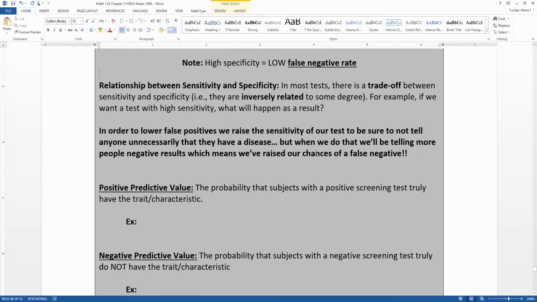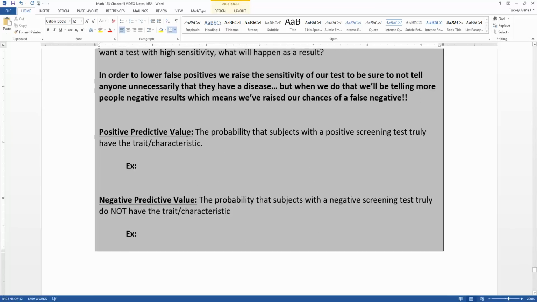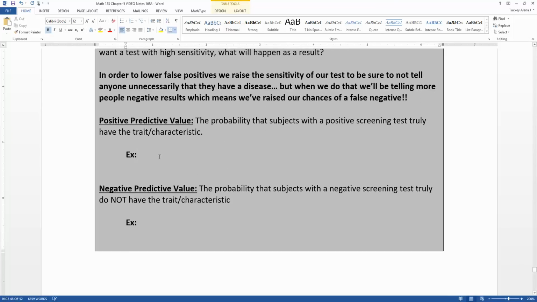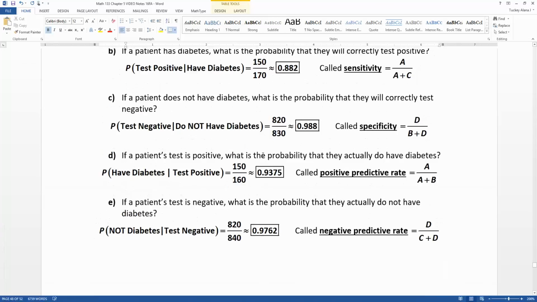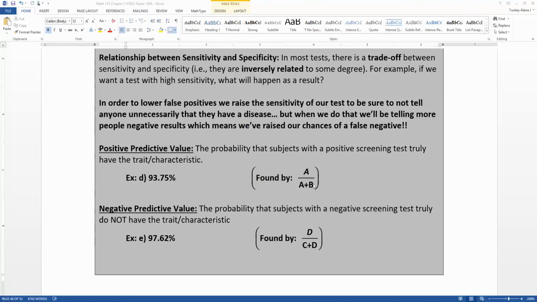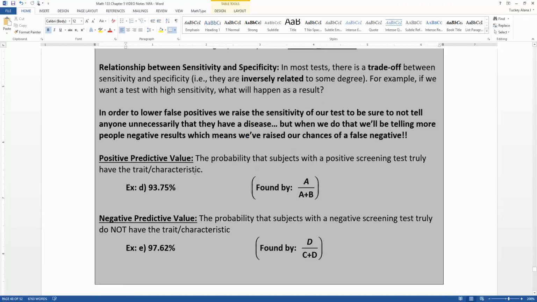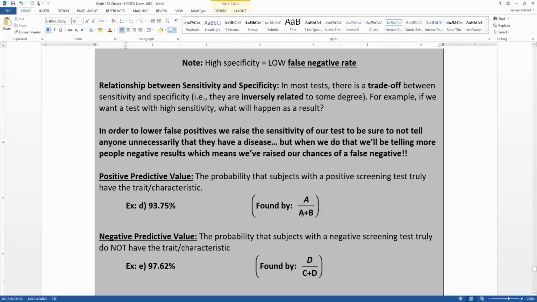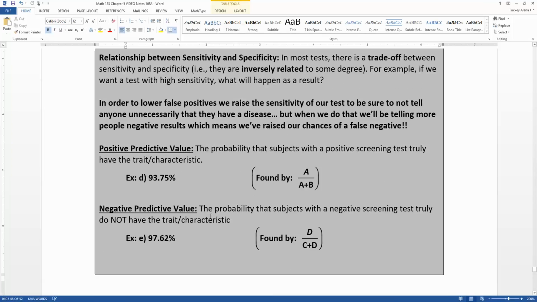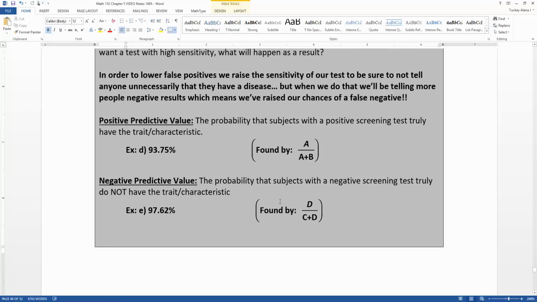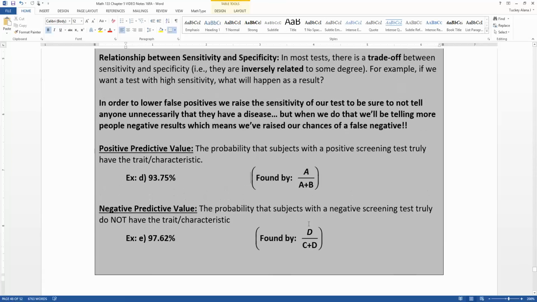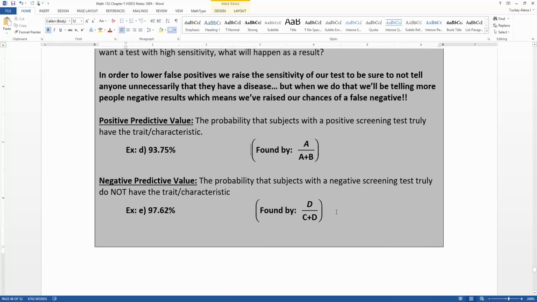All right, now the positive predictive value, that's the probability that subjects with a positive screening test truly have the characteristic. And in our example, it was letter D, 0.9375, so 93.75%. There we have it. So we found that by taking A and dividing by A plus B. And then our negative predictive value was letter E, and that was 97.62%. And that would be taking cell D and dividing it by C plus D.